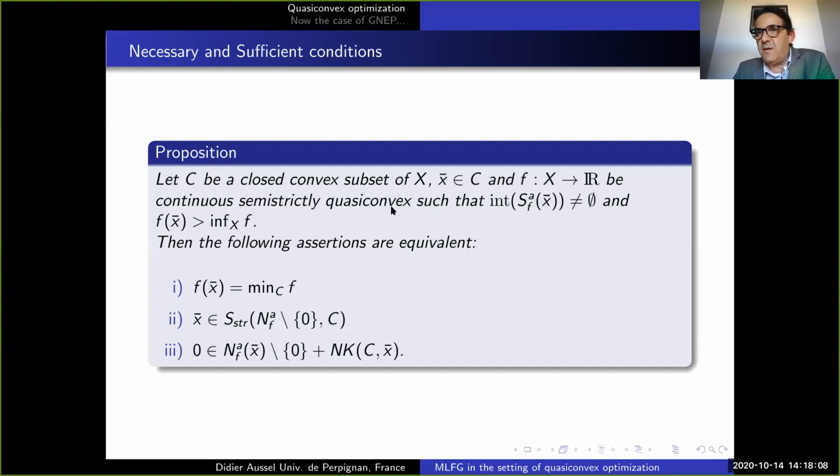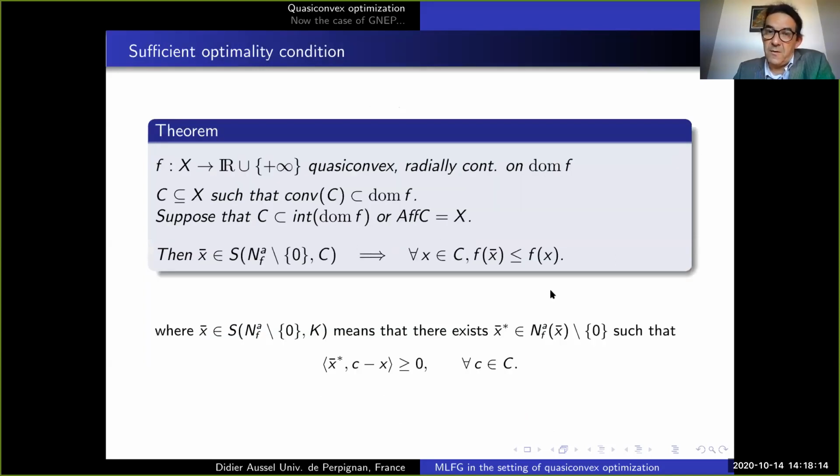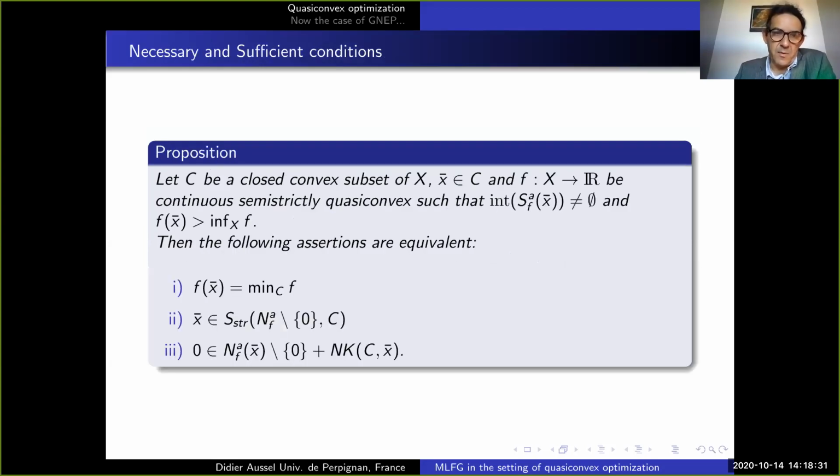But this is just for fun, because what is useful is this one. We want to solve this optimization problem. What will we do? We will solve a Stampacchia. And any solution of this Stampacchia will be a global solution of the optimization problem. So that's more important, of course.